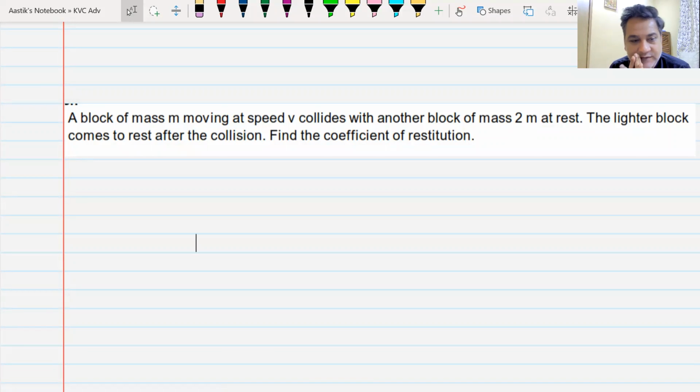A block of mass m is moving with a velocity v, collides with another block of mass 2m at rest. The lighter block comes to rest after collision. Find the coefficient of restitution. Read the question, you'll know everything. Only one thing is unknown. It could be e, it could be v1, v2, u1, or u2.